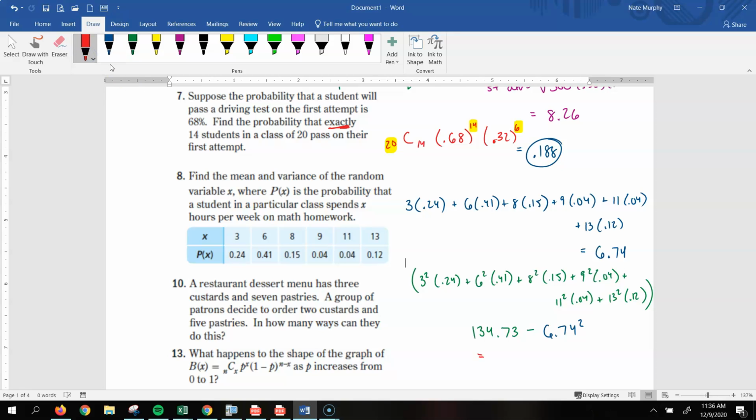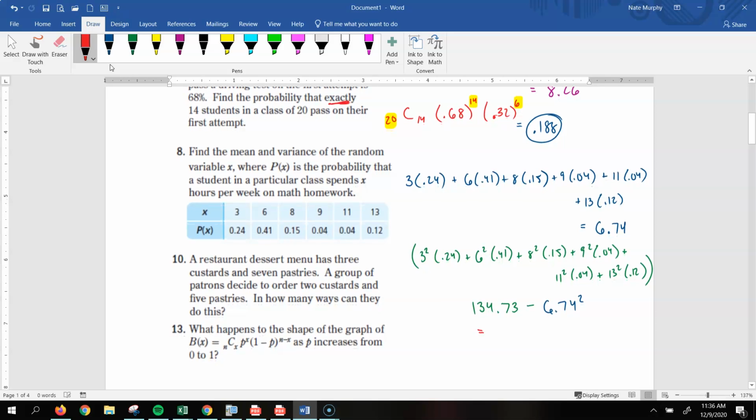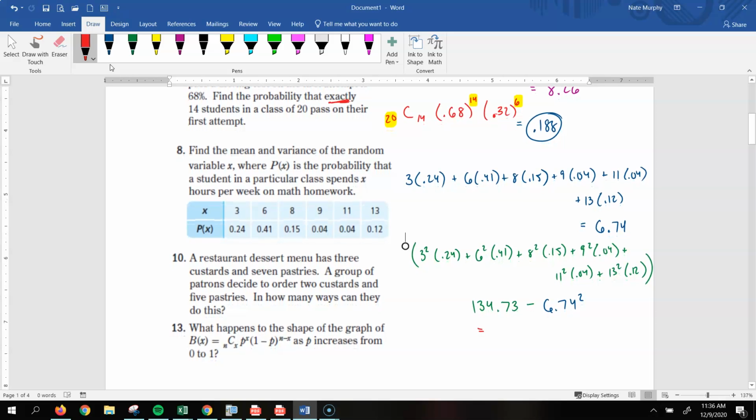When you take 134.73 minus 6.74 squared, you get an answer of 89.3024. The key is you're going to take the square root of that. When you take the square root of that, you get your final answer of approximately 9.45. So 9.45 would be your standard deviation. So that's how you do one like number 8.